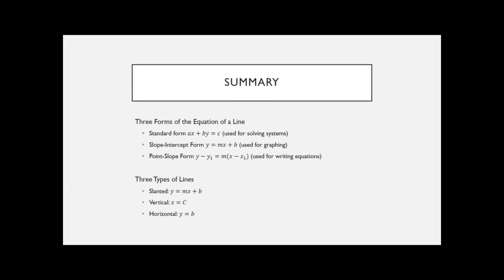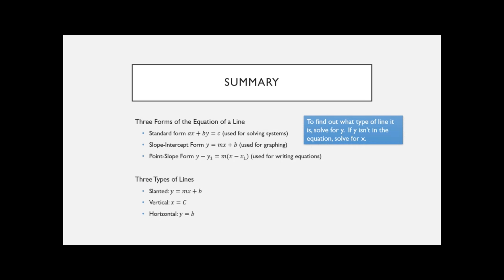So we got 3 forms of an equation. We essentially have 3 types of lines. We can have a slanted line, where we can write it as mx plus b. We have vertical lines, which is x equals some number. And we have horizontal lines, which are y equals a number. So those are your 3 choices.